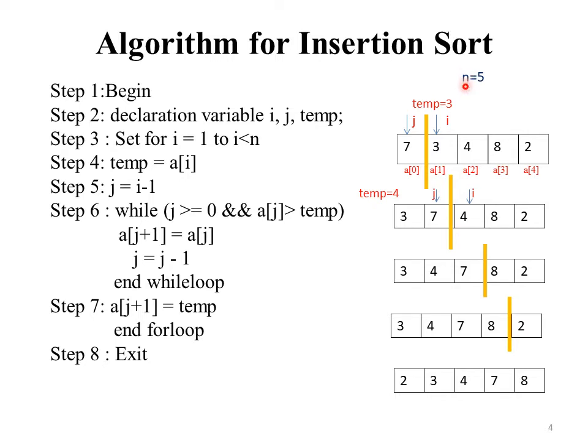So see here in this example our n is equal to 5, which means the array contains 5 elements, the size of the array is 5. So here we sort these 5 elements in ascending order.